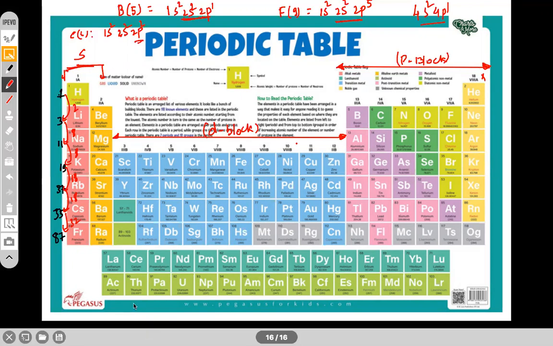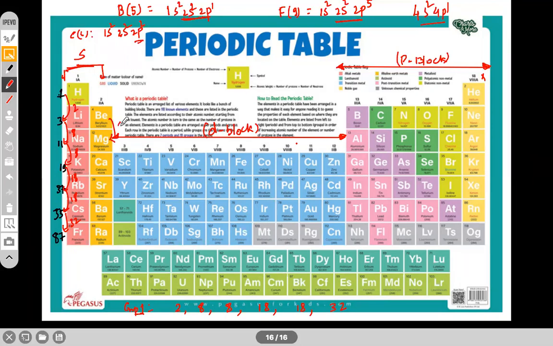Okay, the difference is 2, 8, 8, 18, 18, 32. I'll write it down at the bottom for group 1. Suppose you know the atomic number of hydrogen. You add 2, you get lithium, 3. You add 8, you get sodium, 11. You add 8 again, you get potassium, 19. You add 18, rubidium, 37. You add 18, 55, cesium. Add 32, 87, francium.